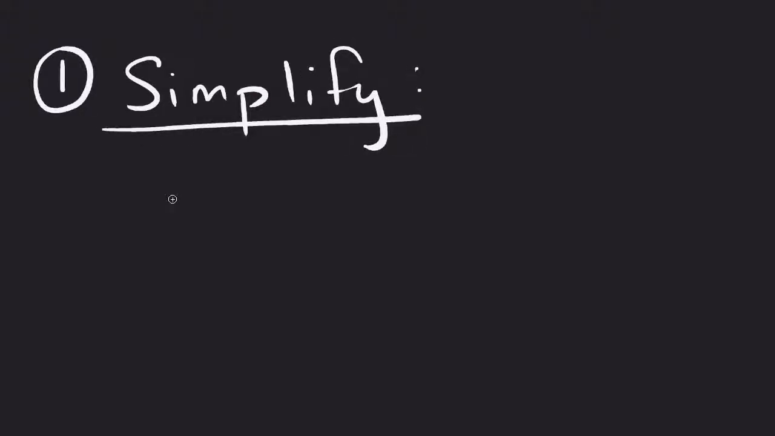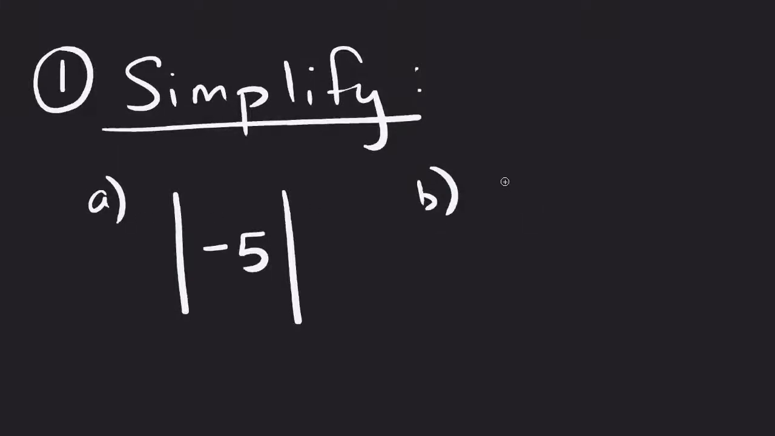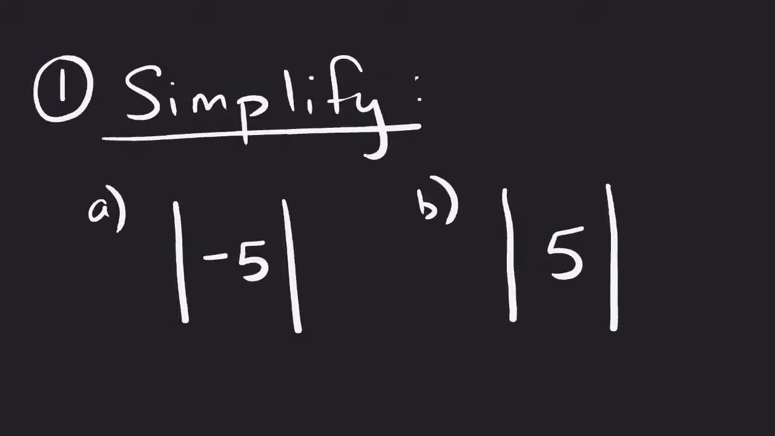Okay, so let's look at a problem. Let's say we start off with something that says, how do I simplify the following? So what if I asked you for the absolute value of -5? Okay, let's call out A. And let's say the absolute value of +5. I want to know, what answers do you get for those, and are they the same? So the absolute value of -5, the absolute value of +5.